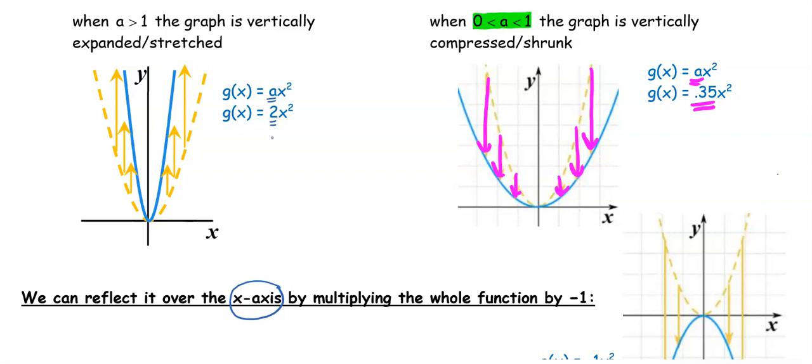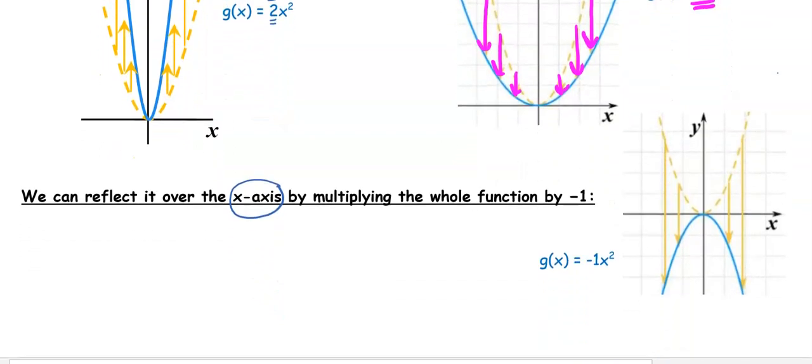So if my a value was positive, it's going to be opening up if we're talking about a parabola. If my a value is negative, it was reflected. As we see here, here's my parent function, and then we flipped it, but we're not going to say flip. We're going to say reflection. We're going to make sure that we always use the proper vocab. We reflect over the x-axis, and we get our new graph. So if it's negative, it's a reflection.